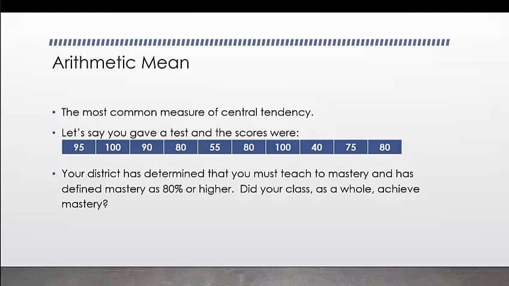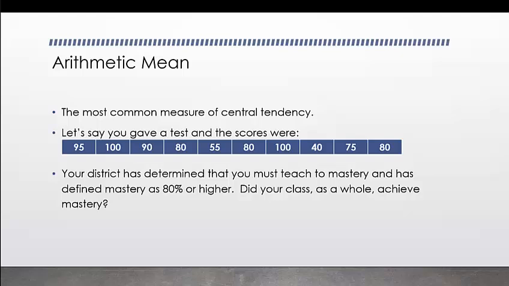So here we have our mean, and this is what we generally refer to as average. This is the most common measure of central tendency. And keep in mind, what we mean when we say central tendency is how much is everybody the same? How close are they to being the same? That's the measure of central tendency.